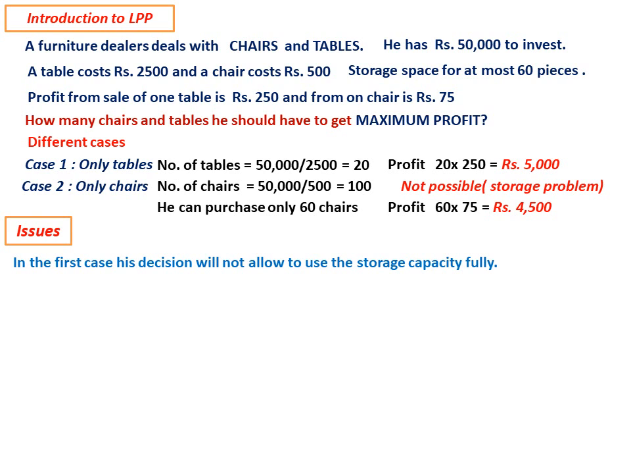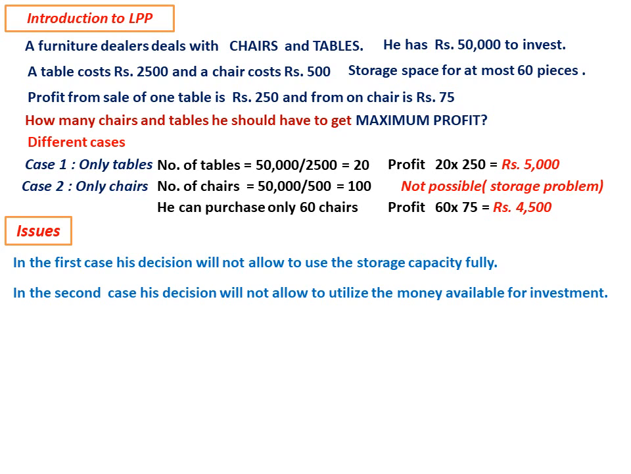See, one is, in the first case, his decision will not allow to use the storage capacity fully. See, he is purchasing only 20 tables. That means he is unnecessarily investing amount on storage, that is storeroom. So definitely storeroom also involves rent and other things. So that means it is underutilized.